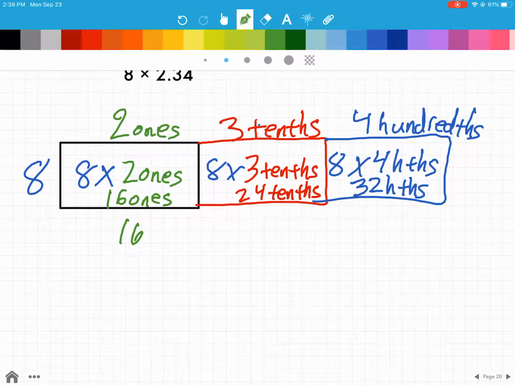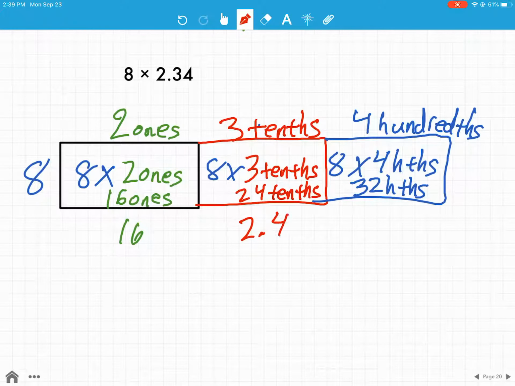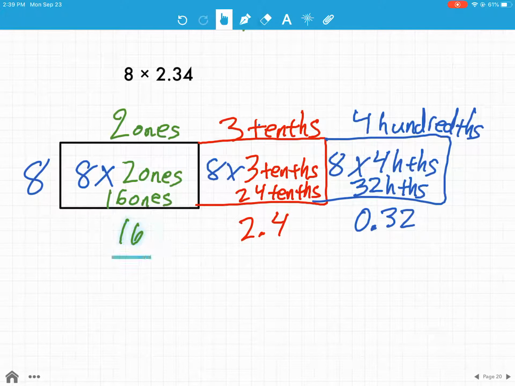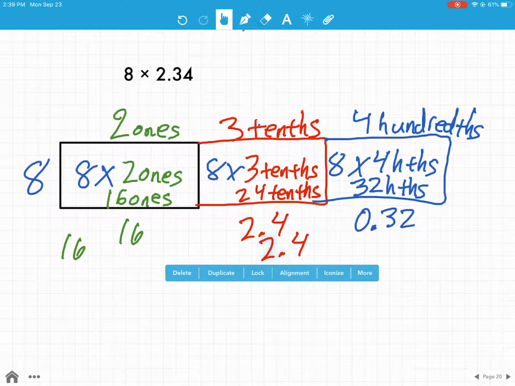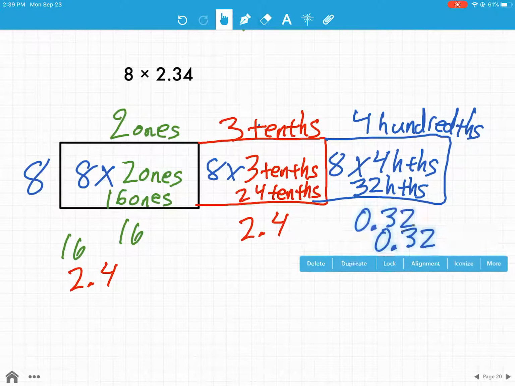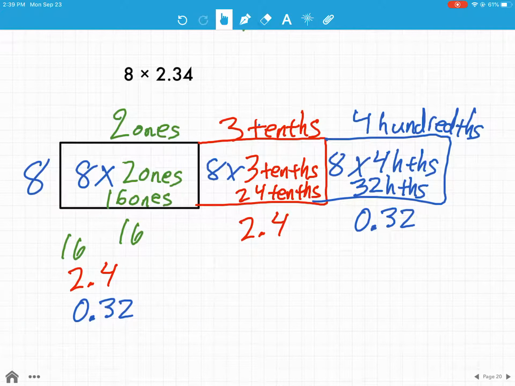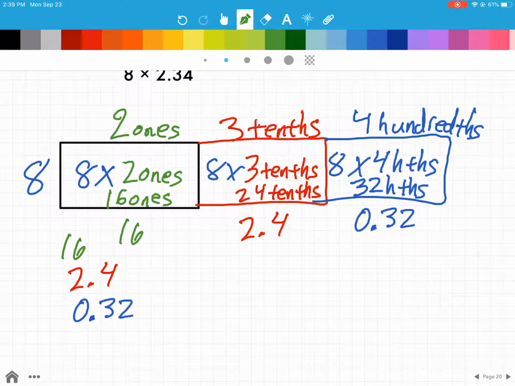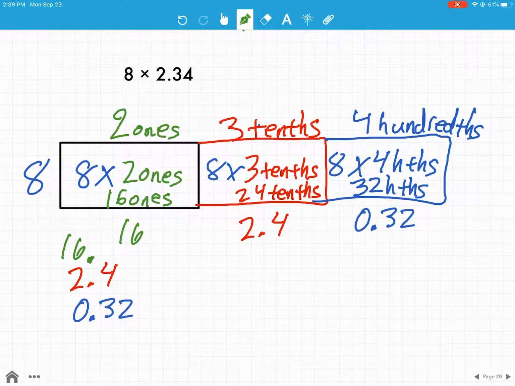So it's 16 plus 2 and 4/10. And we have 32/100ths. We add these all up. Make sure you line up that decimal, something we learned already. Remember that the 16 has a decimal. It just happens to be right there. We add them up.